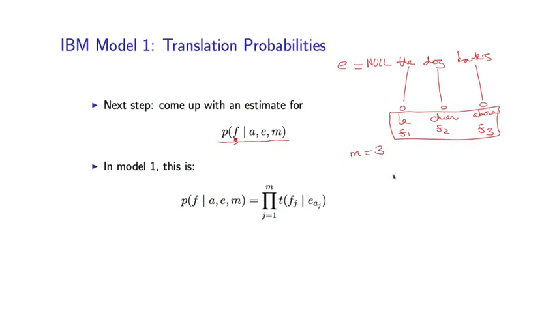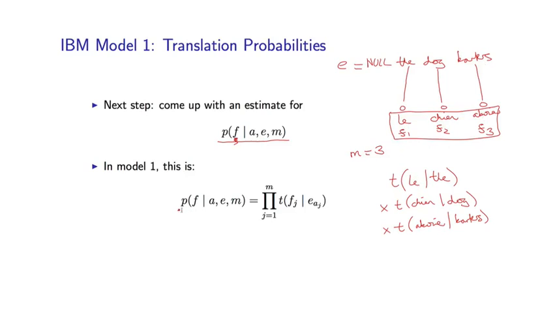So in this particular case, it's going to be the product of three terms. We'll have T of le given the, and intuitively this is a parameter corresponding to the conditional probability of seeing the French word le given that we're aligned to the English word the. It's the probability of this English word the emitting the French word le as its translation. The second term is T of the second word given dog, and then we have a final translation of this third word given barks. So one T parameter for each of the French words, where we condition the identity of the French word on the English word that we're aligned to.